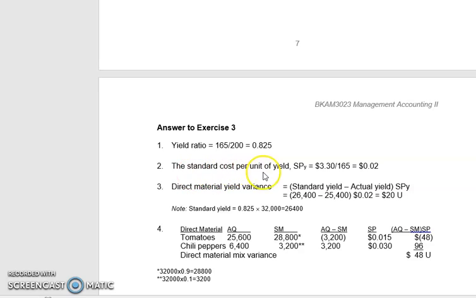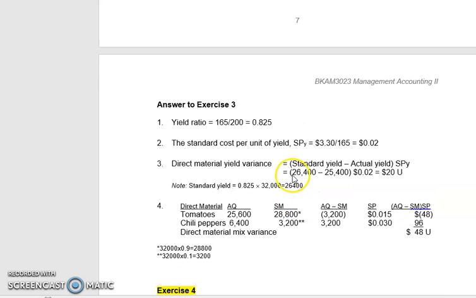Second, the standard cost per unit of yield, we got 0.02. The direct material yield variance is the standard yield minus actual yield, times the standard cost per unit of yield. So how do you get this one? This is the working: minus 25,400 times 0.02, and we get $20 unfavorable.